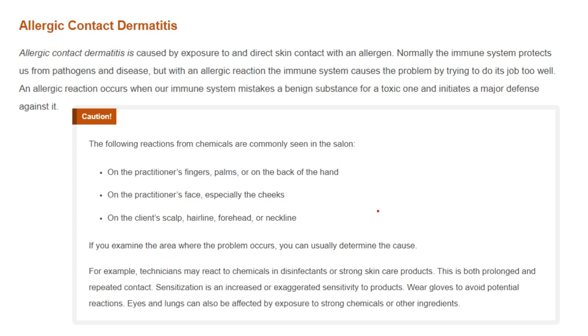This is both prolonged and repeated contact. Sensitization is an increased or exaggerated sensitivity to products. Wear gloves to avoid potential reactions. Eyes and lungs can also be affected by exposure to strong chemicals or other ingredients.